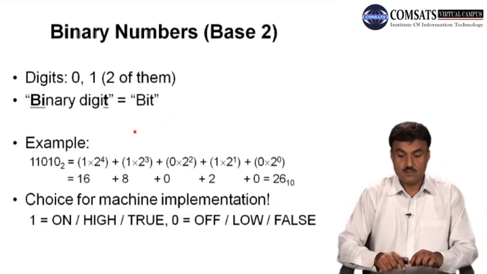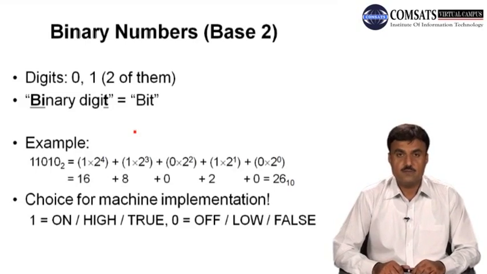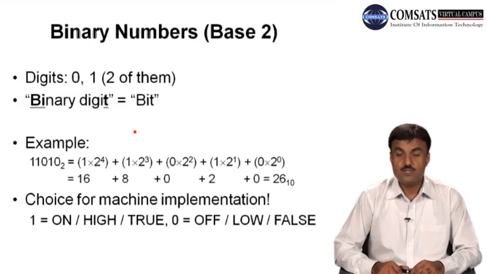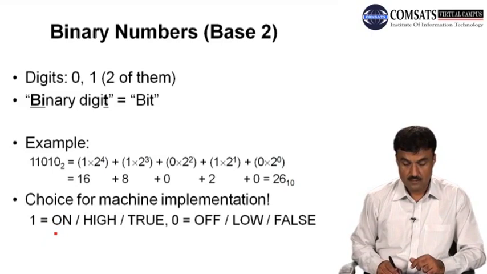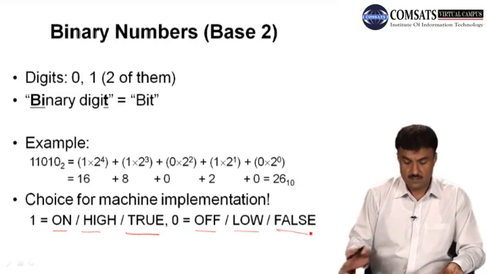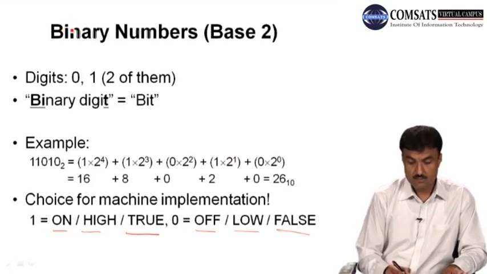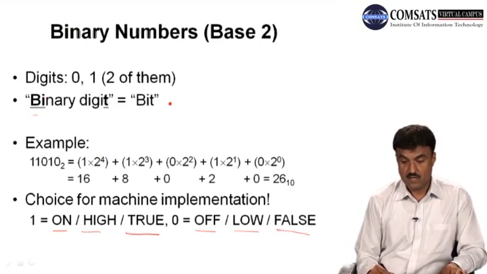Now we'll move to another number system, called the binary number system. As we discussed, it has base 2 and there are only two digits, 0 and 1. As in the previous slide, 1 can be considered on, high, or true, and 0 is considered off, low, or false. In the binary number system, the term bit is the acronym of binary digit. So this bit can either be zero or one.